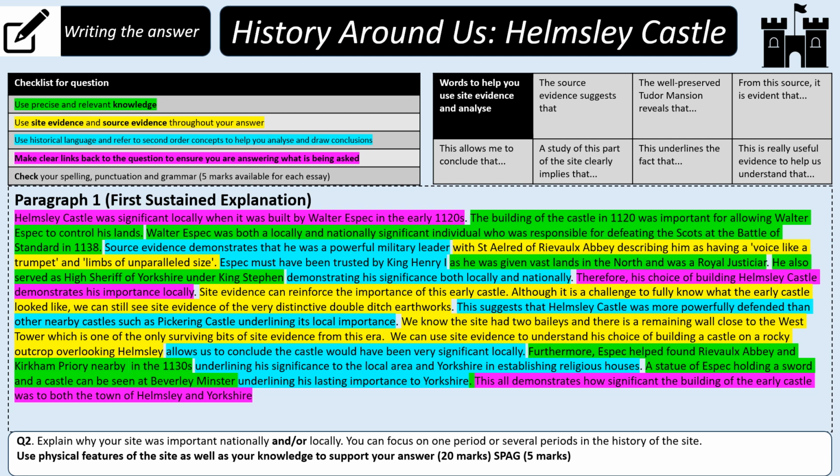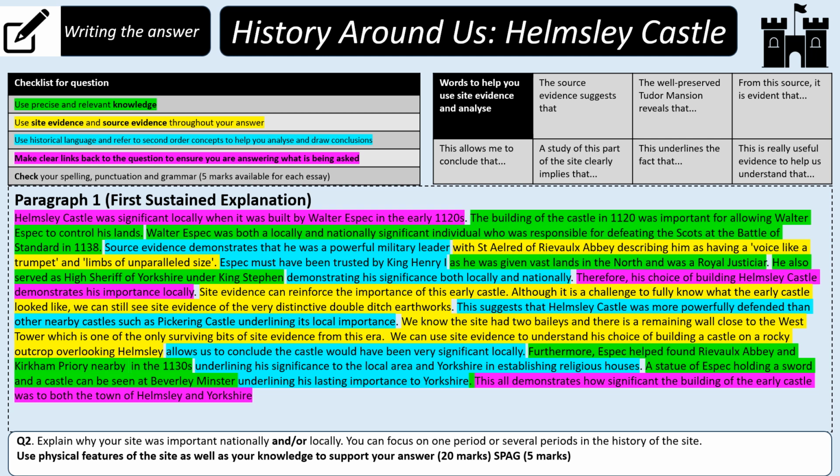This suggests that Helmsley Castle was more powerfully defended than other nearby castles such as Pickering Castle, underlining its local importance. We know the site had 2 baileys, and there was a remaining wall close to the West Tower, which is one of the only surviving bits of site evidence from this era. We can use site evidence to understand his choice of building a castle on a rocky outcrop overlooking Helmsley, allowing us to conclude the castle would have been very significant locally.